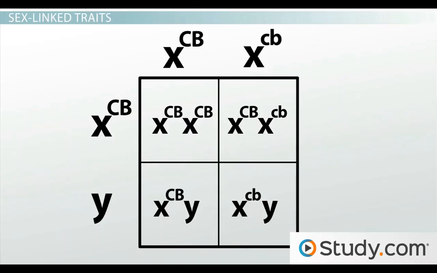So notice that the children of this carrier mother had the same chance of getting the colorblindness allele. However, since girls have two X chromosomes, a second good copy of the colorblindness gene can mask that phenotype. However, since the sons only have one X chromosome, half of the sons end up exhibiting the colorblindness phenotype.